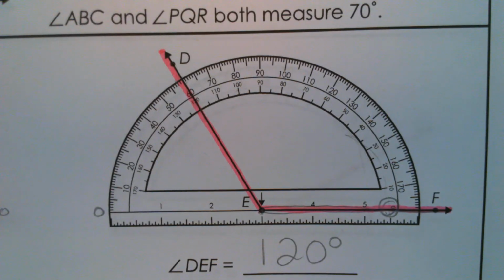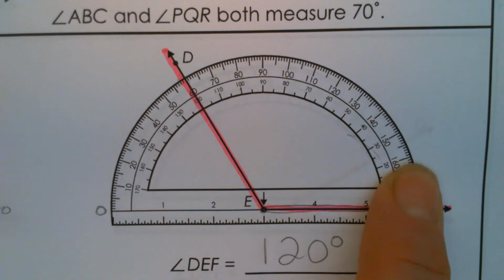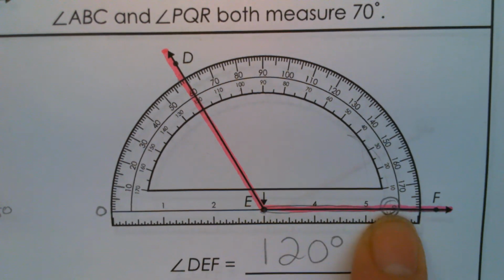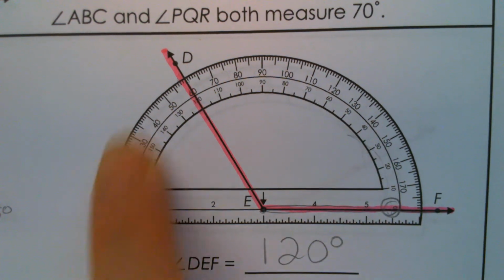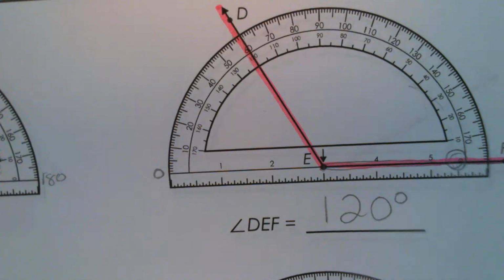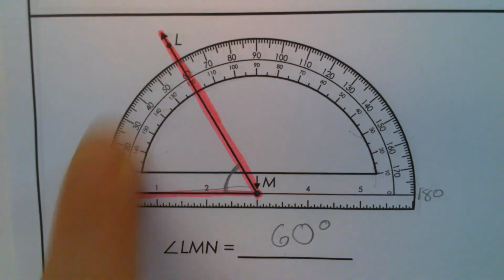And remember that you have to always figure out, are you using the inside numbers or the outside numbers? And what you want to do is figure out, is the 0 lined up with the 0 on the inside numbers or the 0 on the outside numbers? For this one, the inside numbers. For this one, it's the outside numbers.